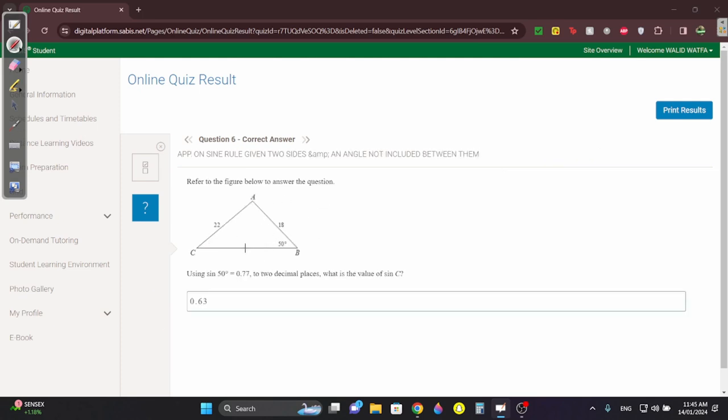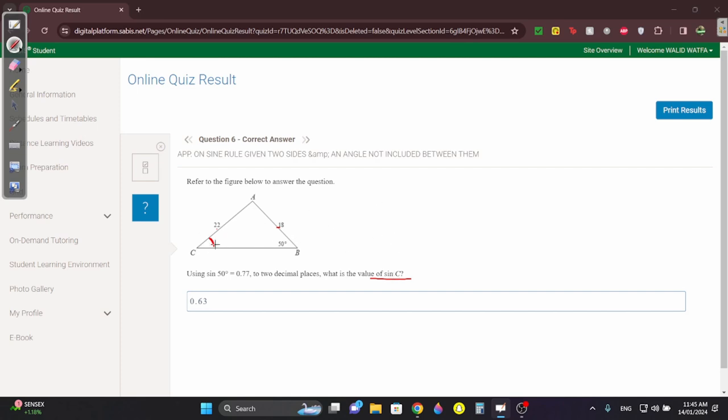Okay, here they gave you two sides and angle B. They want the value of sine C. They're not asking for angle C, so you don't have to do inverse sine at the end. You just have to find sine C, the total decimal.